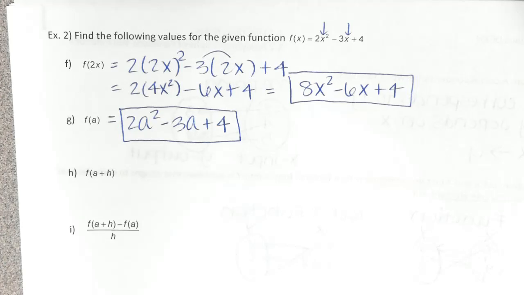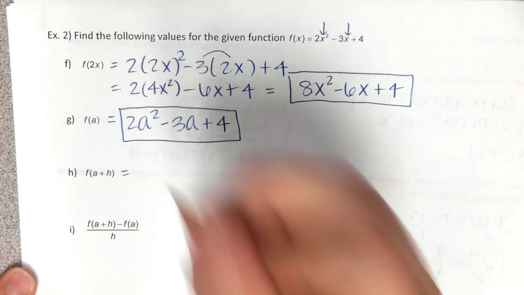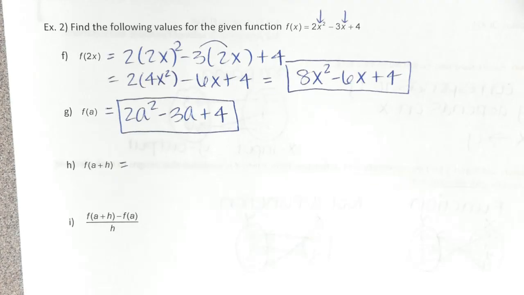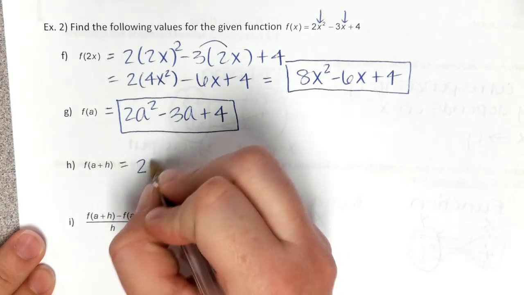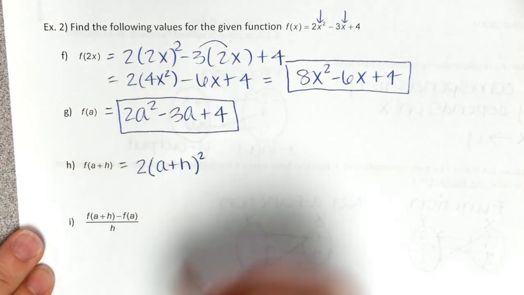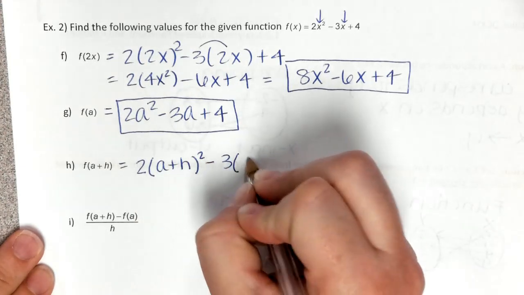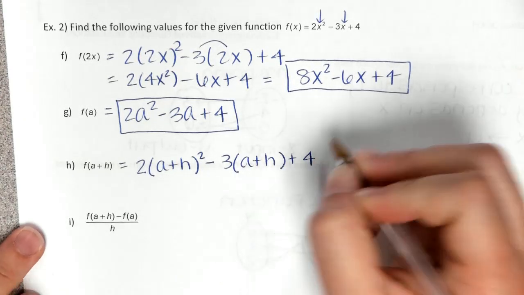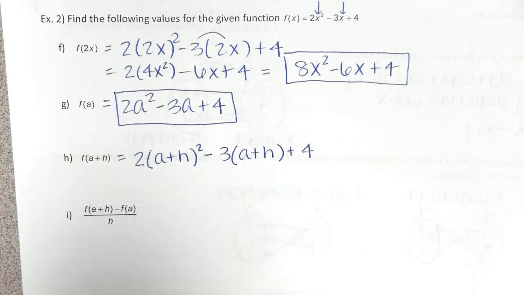All right, this is now the hardest question we've had so far: what is f of a plus h? How many variables do you see? 2. That means in your answer, you should have both a's and h's. I'm going to give you a chance to try this one out. I'm going to set it up with you. So it's 2 times (a plus h) squared, minus 3 times (a plus h), plus 4. This one is tricky.